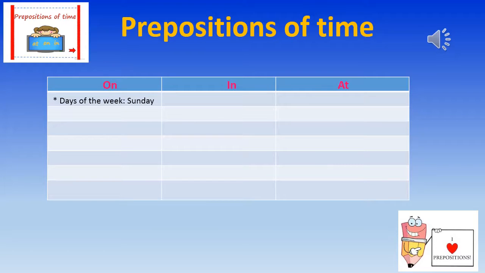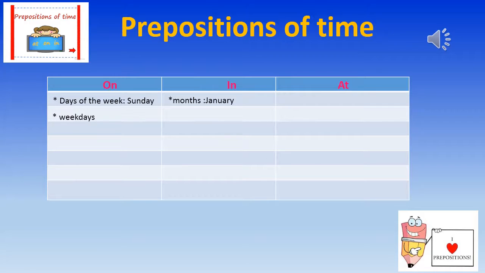And also I use on before the word weekdays. Let's move to in. I use in before the month of the year, like January, February, March, April, June. Like I will give you an example. I was born in June. June, it's a month, so I'm going to use in. So I use in before the month.